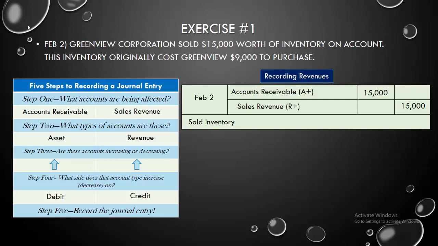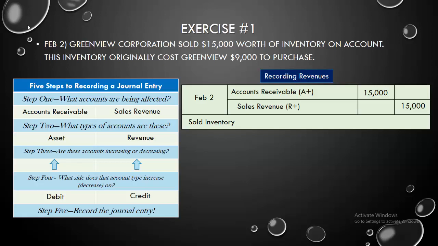What are we doing to make money, and how are we being paid? Well, we're selling goods, so we know sales revenue has to be one of our accounts. And how are we getting paid? We're getting paid on account. We're not actually getting paid. We're billing them. But it's still an asset. They still owe us the money. So accounts receivable is going to be the other account affected in this journal entry that records this transaction.